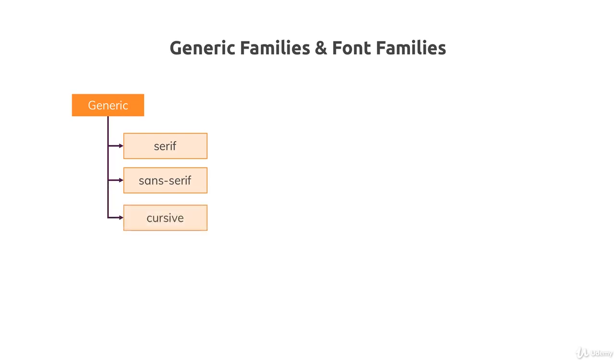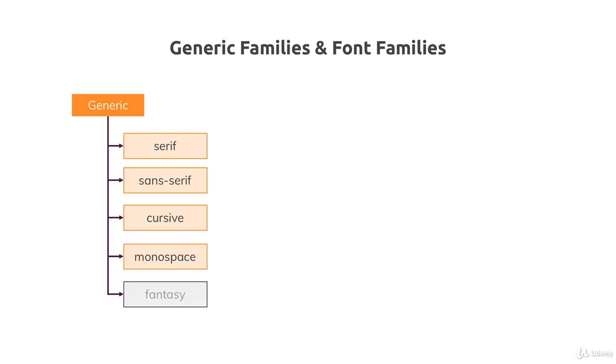But we have more of these generic families. We also have cursive. Well, I think the name tells you already what that could stand for or why it's called cursive. We also have monospace and we have fantasy. I made fantasy a bit gray because it's not the most usual generic family you could use. We'll still have a look at it though.